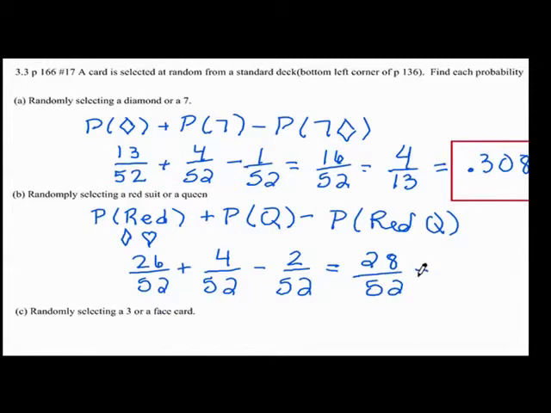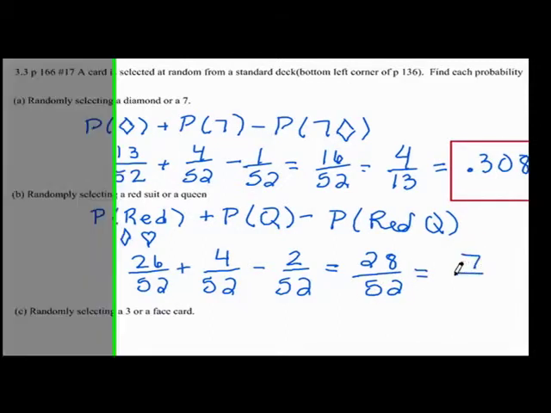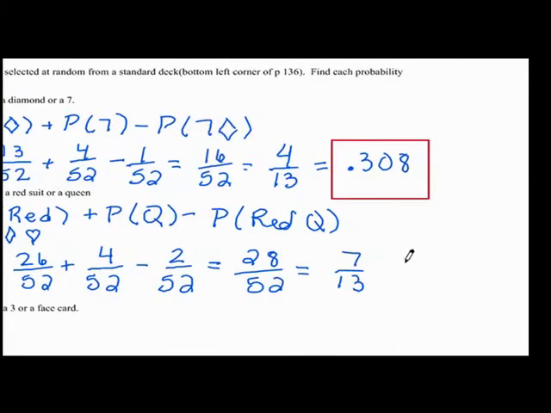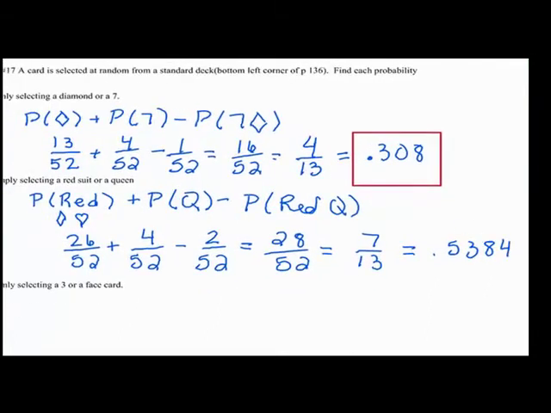And so you can reduce that, and that'll give you 7 out of 13. In the form of a decimal, it is 0.5384, but if they just want 3 decimal places, make sure you round correctly, and that would give you 0.538.